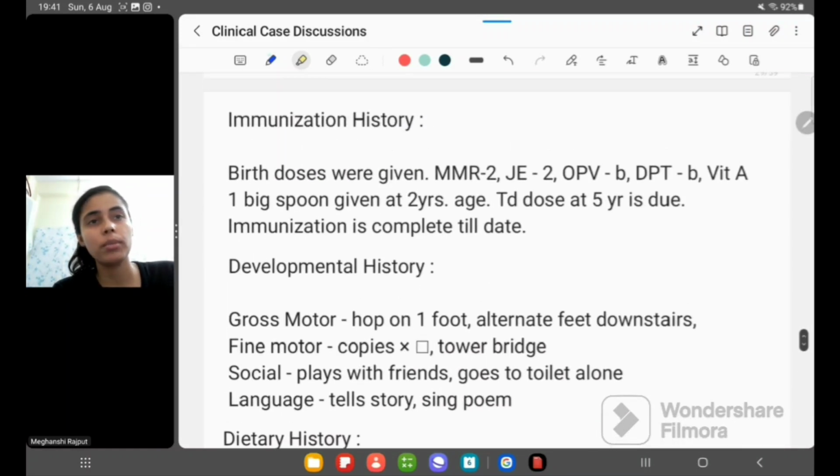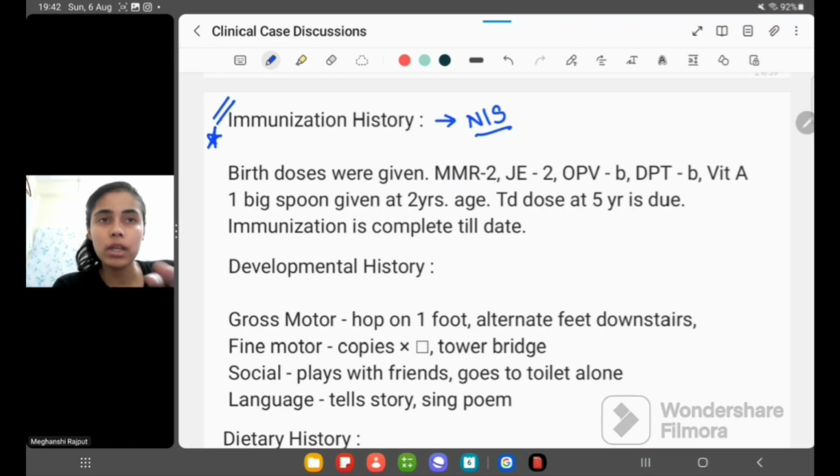Then our most important part, which we need to know, is immunization history. So you need to remember the NIS schedule thoroughly. Now here you don't have to start with the first birth dose at 6, 10, 14 weeks. No, relevant at 4 years of age, I know that the last would be given at around 18 to 24 months.